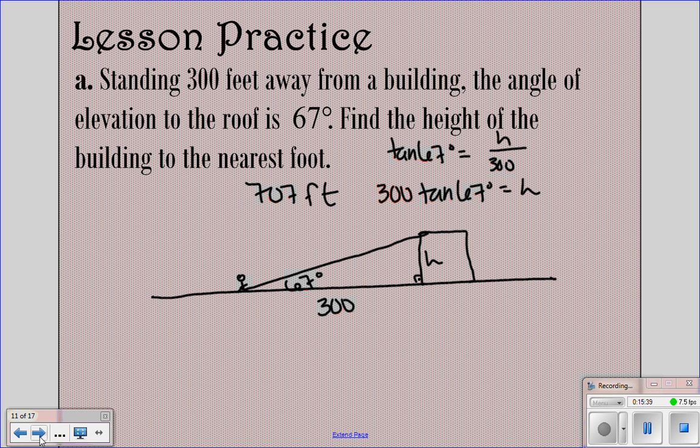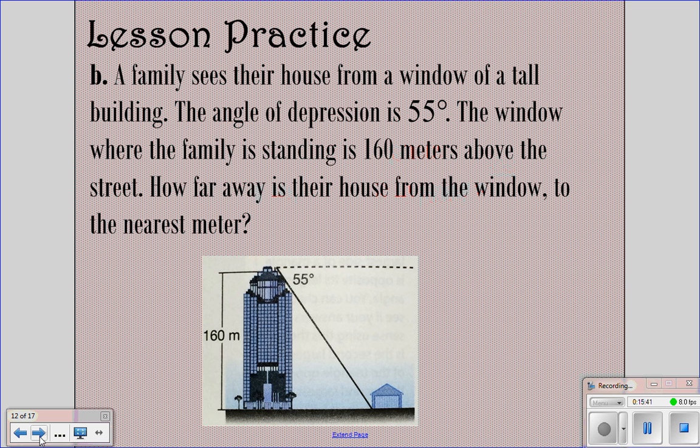Okay, looking at the next example, we have an angle of depression of 55 degrees, and they give us a height of 160. How far away is their house from the window? So their house is down here, and we are measuring from here. So we are looking for this value right there. We know that this height here is 160.